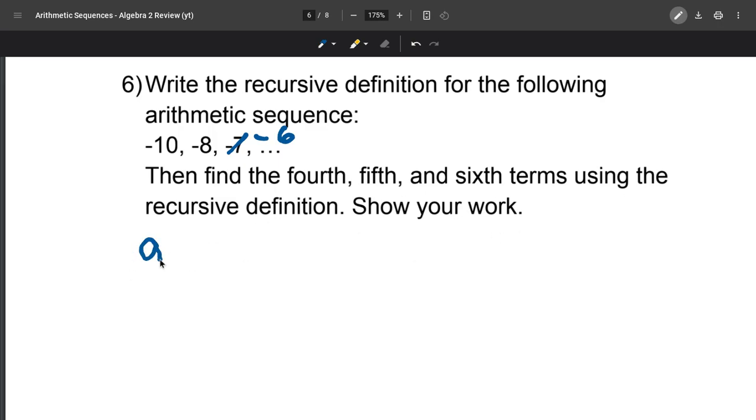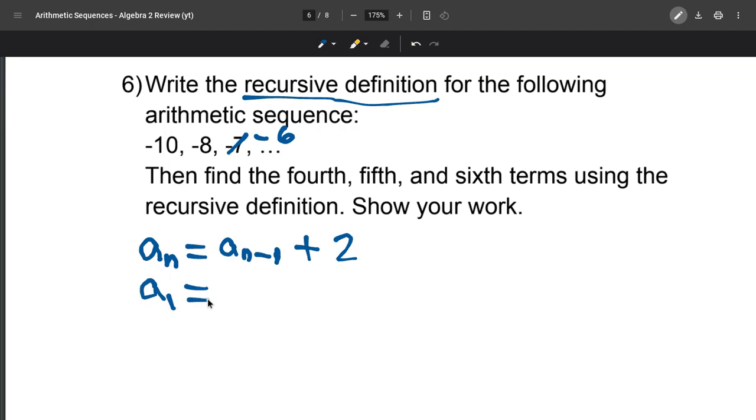So we're going to say a sub n equals a sub n minus 1. And because we're increasing by 2, we're actually adding 2. So we're going to add 2 here. For our recursive definition, we'll include the first term. So a sub 1 is going to equal negative 10.